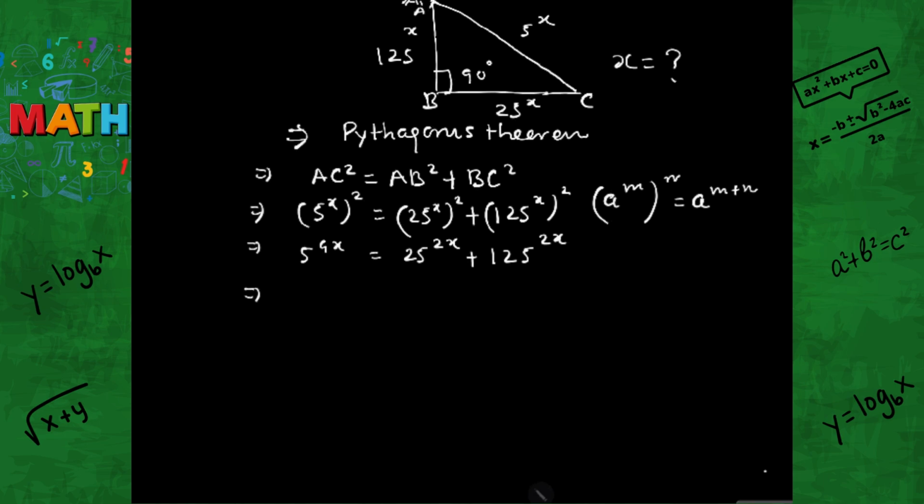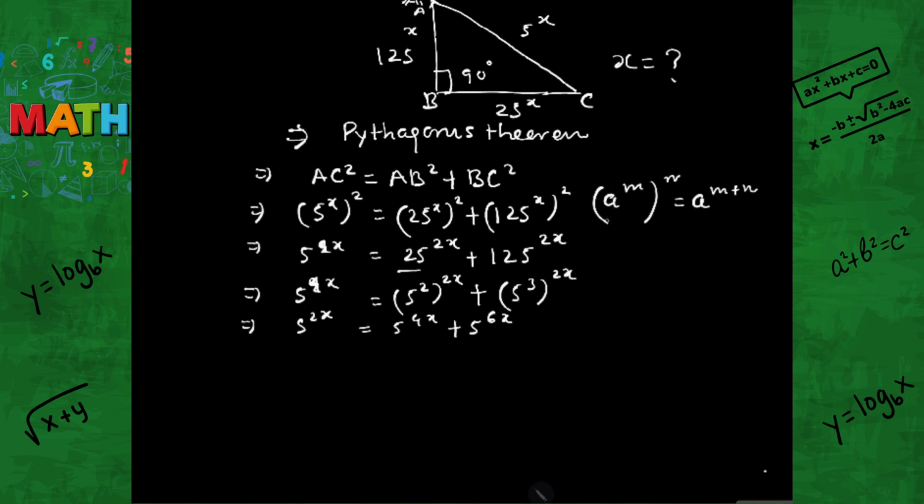Now let's convert into powers of 5. So 25 we need to write as a power of 5, so 5 to the power 2x. This we can write as 5 square to the power 2x. 25 can be written as 5 cube to the power 2x. Let's simplify it further. So 5 to the power 2x is equal to 5 to the power 4x plus 5 to the power 6x.